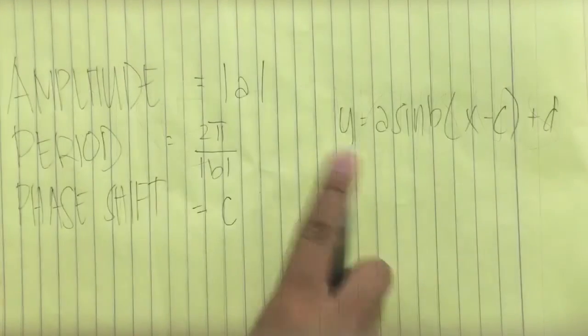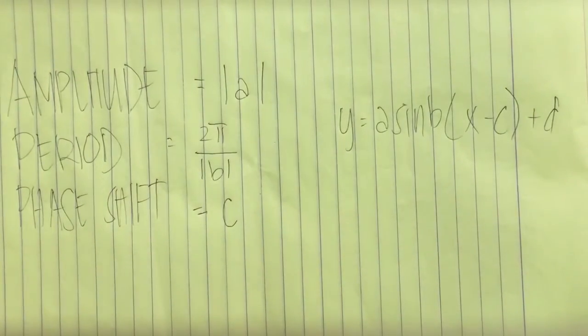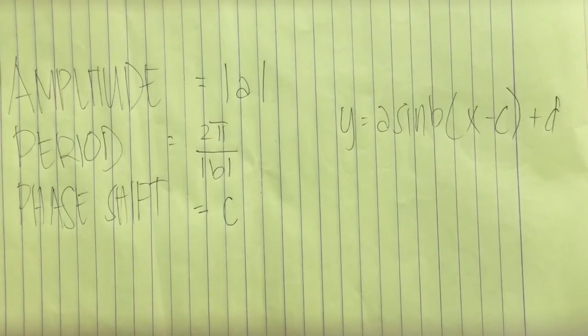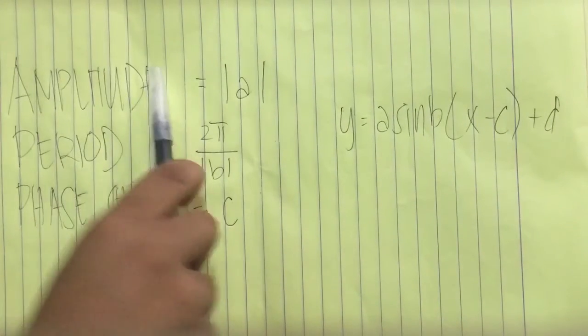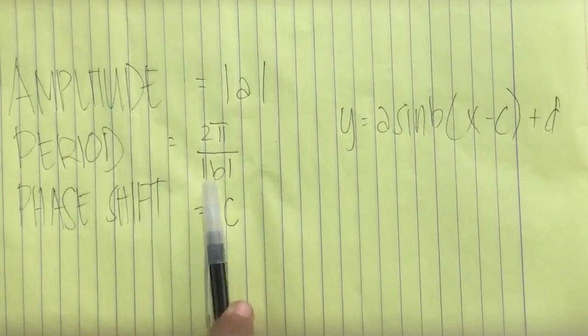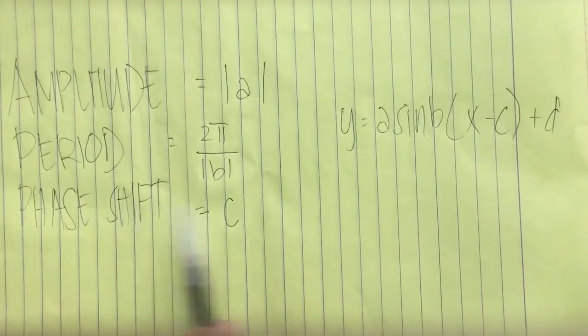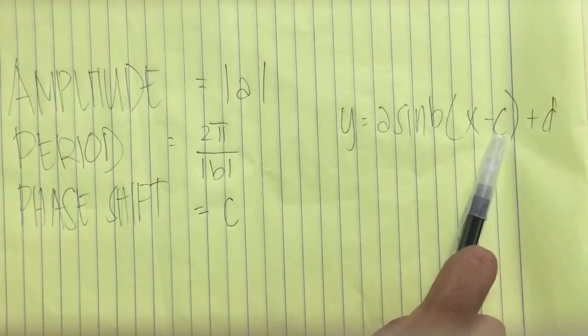Sine function. This is the general form of the equation of a sine function. Step 1. You have to determine the amplitude, which is the absolute value of A, period, which is 2 pi over the absolute value of B, and phase shift, which is C in our general form.